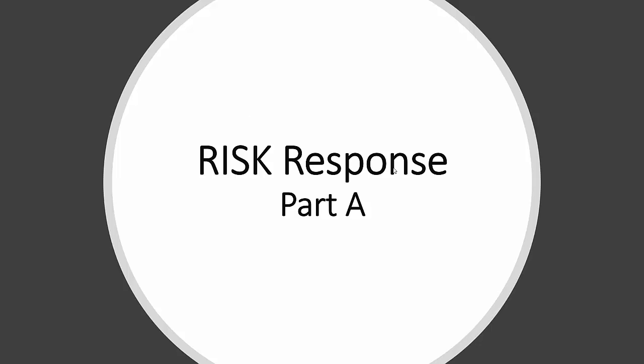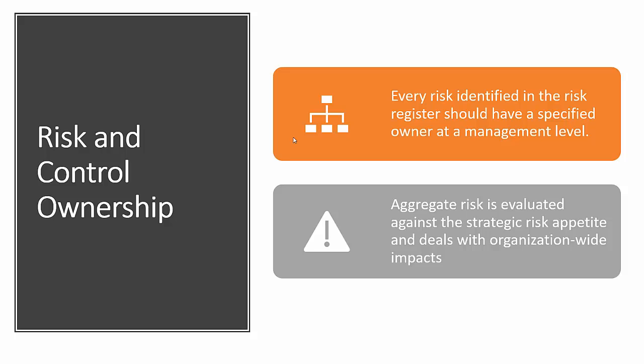The first part of risk response is risk and control ownership. Team, in Domain 1 and Domain 2, we reached the stage where the risk is identified. Now once the risk is identified, what is the next step? Every risk identified in the risk register should have a specified owner at the management level.